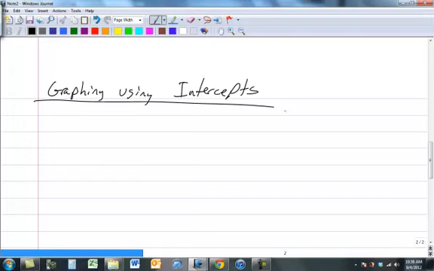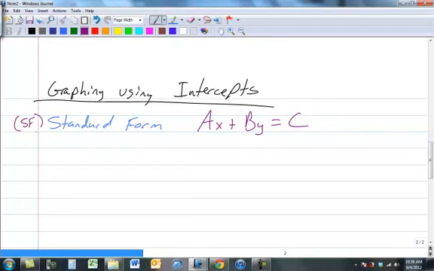Another form that is useful is called standard form. Standard form is capital Ax plus capital By equals capital C. Standard form I will call SF. You've seen this form before, I'm sure. 4x minus 3y equals 12.